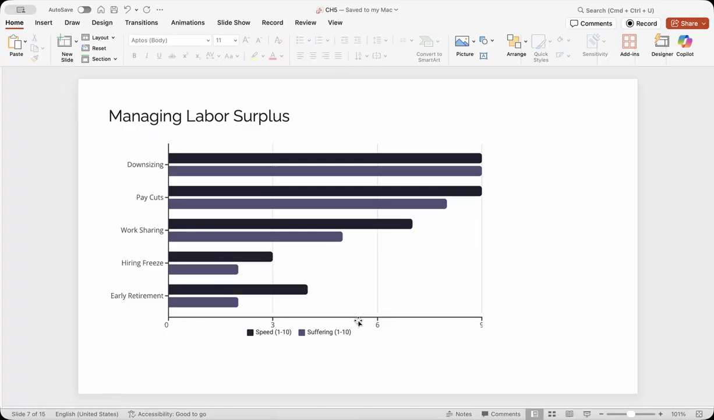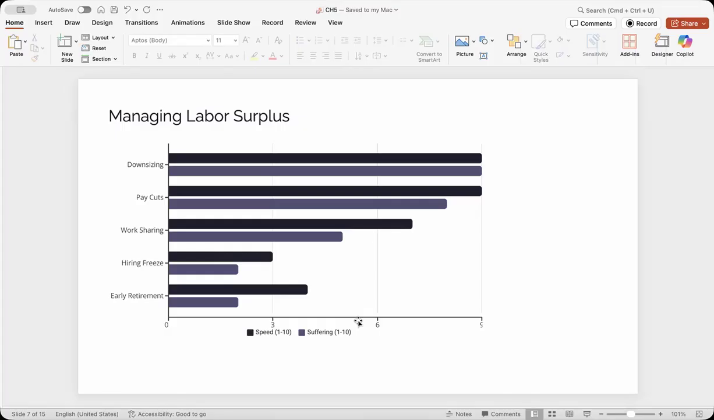The fastest one we can do is just lay off people or fire people, but that causes the most damage to employees, and not just the ones that get let go, but the ones that are still there. So it decreases employee morale. Pay cuts are pretty easy to implement, right? We cut pay. You get to keep your job, so less suffering. Work sharing is not fast and harder to implement, but then again, the suffering is low.